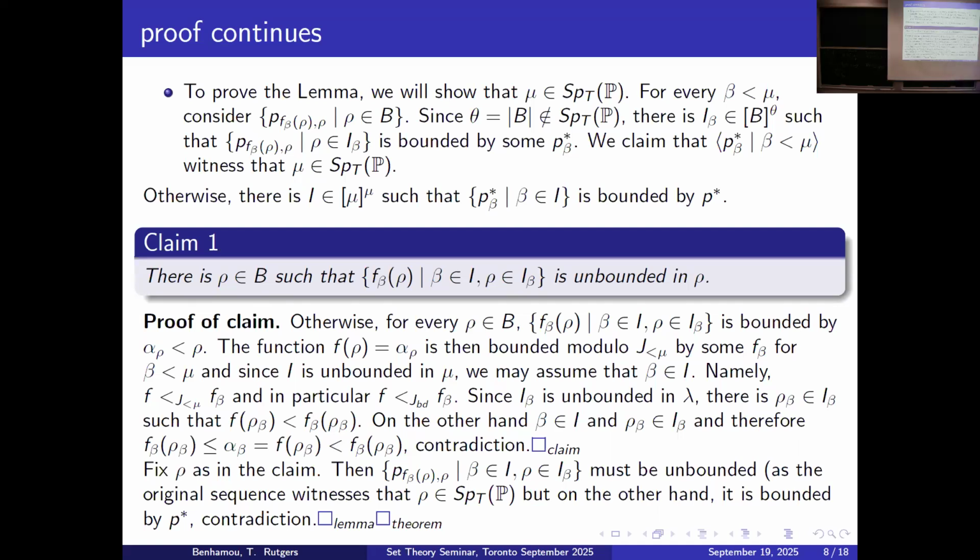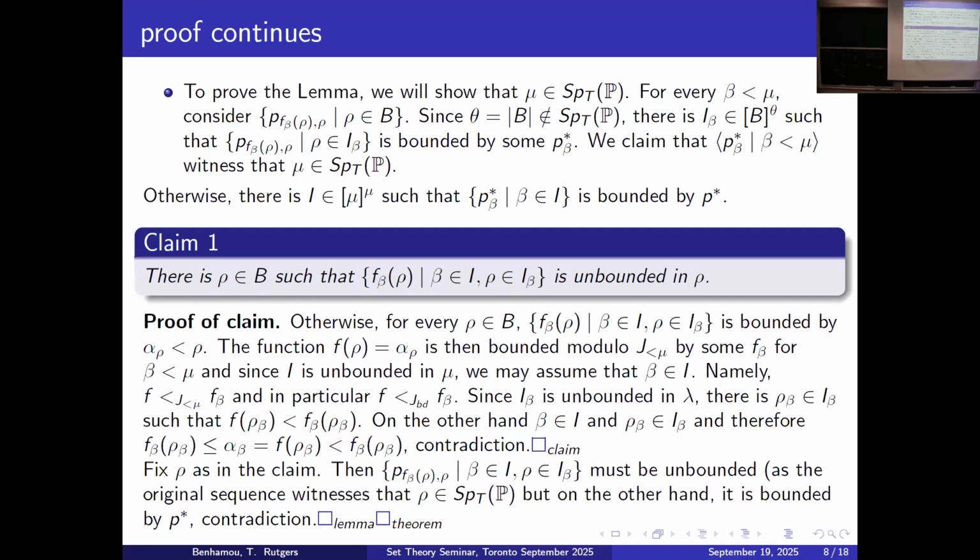So I have this scale f_alpha, alpha less than mu. Now, what does it mean that I need to show that mu is in the spectrum? I need to produce mu many elements such that any mu many of them are not in the ideal. So how am I going to produce them? I take any of these functions. There are mu many of them. Fix any of these.